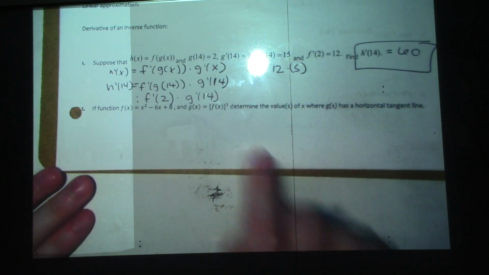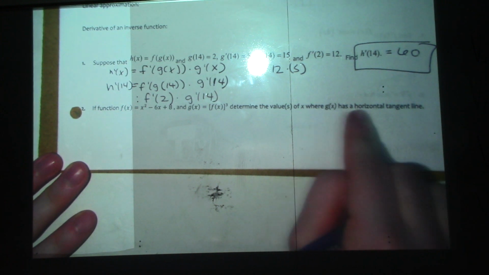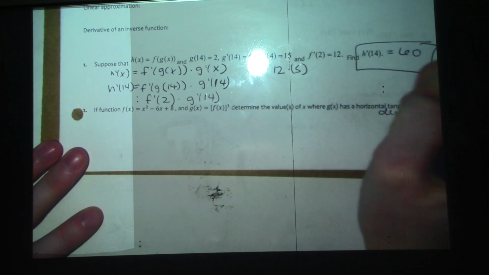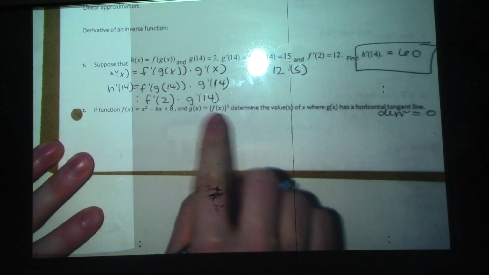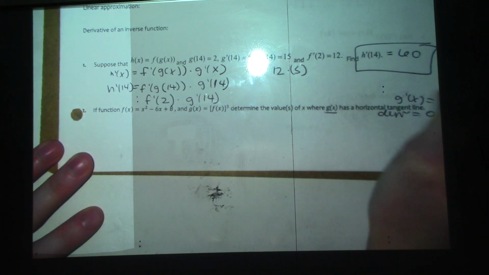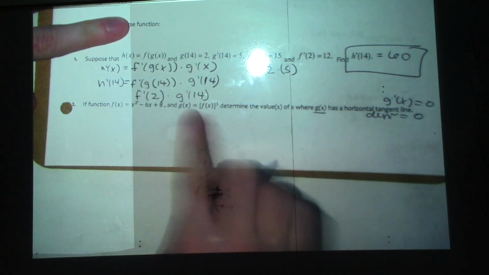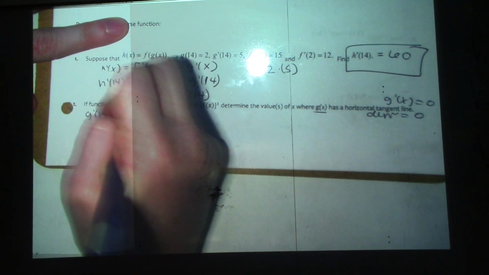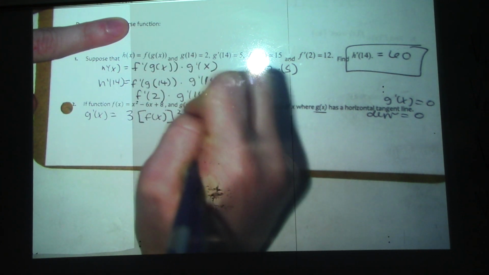Next one, we want to determine where g, which is f of x cubed, has a horizontal tangent line. Horizontal tangent line means that your derivative equals 0. Careful, it's not f prime that equals 0 here, it's g prime that equals 0, because I want the derivative of g, so we're going to find g prime and set it equal to 0. So g is f cubed, which means g prime of x would be 3 f of x squared times f prime of x.